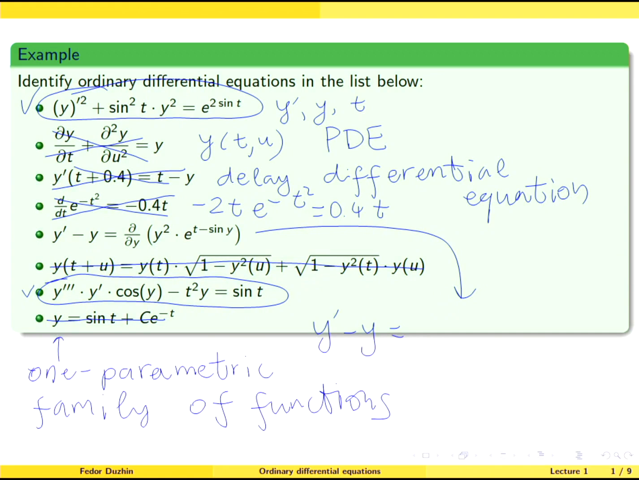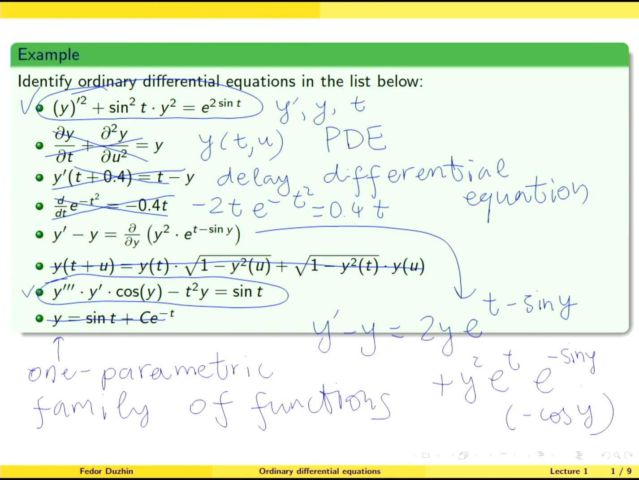Right? So what are we going to get? So d of y squared over dy is 2y times e to the t minus sine y, plus y squared times the derivative of e to the t minus sine y. E to the t is a constant with respect to y, so we can take it out. And then we should differentiate e to the minus sine y. Then the derivative is going to be e to the minus sine y times the derivative of minus sine y, which is minus cosine y.